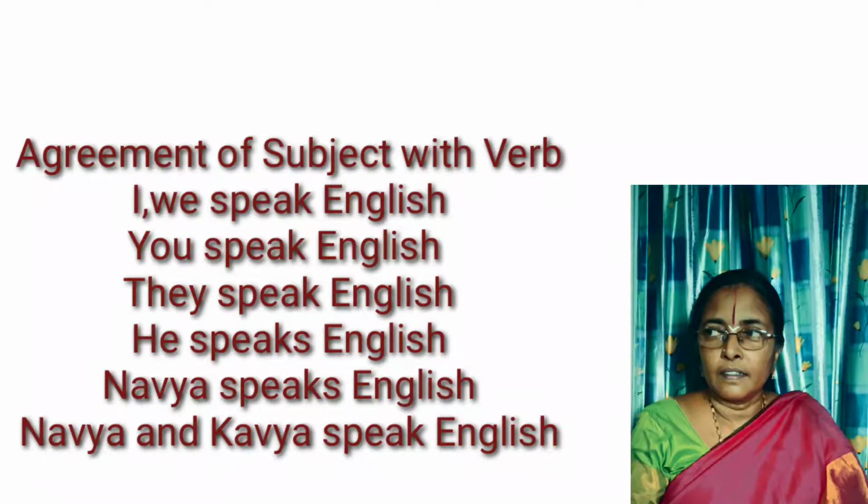Now come to the next sentence. Navya speaks English. Here, of course, the word Navya is proper noun, right? But we are talking about only one girl. As such, we have to add s to the verb. Navya speaks English. When we take the last sentence, Navya and Kavya speak English, here we are talking about more than one girl. Those two girls are Navya and Kavya, and here Navya and Kavya happen to be the subject and they are in plural form, so we need not add s to the verb.